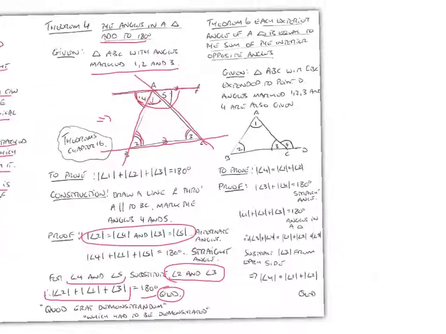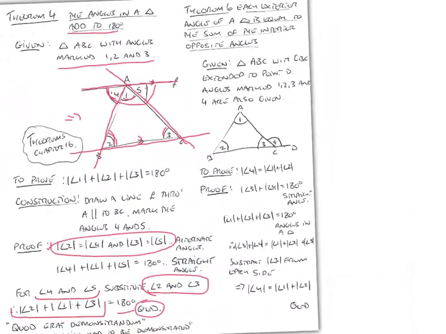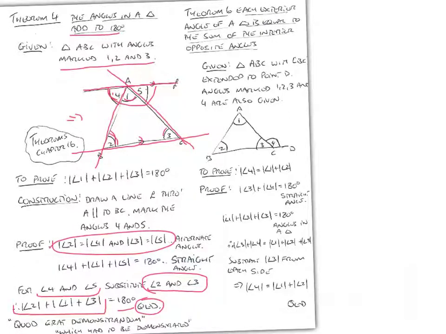Okay, next theorem then. Theorem 6. Each exterior angle of a triangle is equal to the sum of the interior opposite angles. Okay, so you're given the triangle ABC with BC extended to point D out here. Angles marked 1, 2, 3, and 4 are also given. So you have to prove that this angle 4 is equal to this plus this, 1 plus 2.